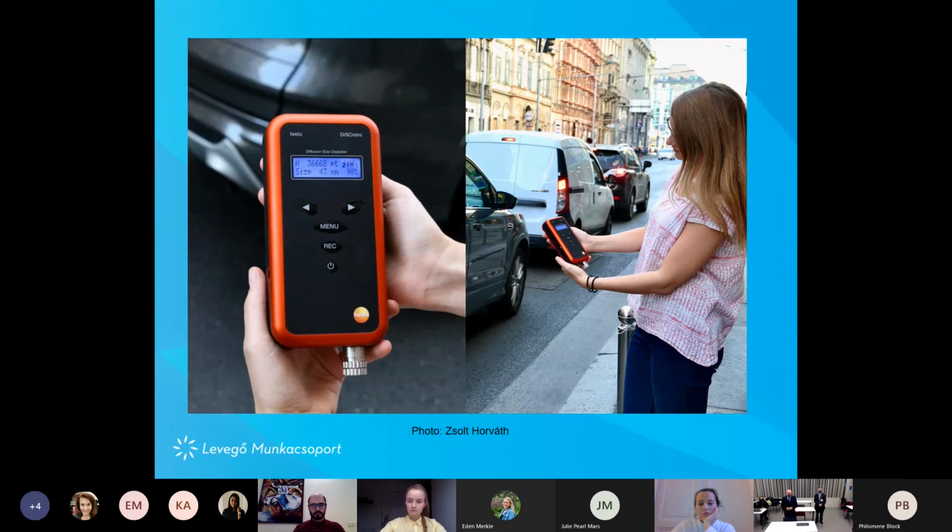We have this measuring device, this sensor, and here you can see that we measured by a busy road, Illés, Budapest, here 36,000 of these very small particles in 1 cubic centimeter, so in a very, very small volume. And you can also see the average size of these particles is much less even than 100. It is 43 nanometers. So this is a very dangerous place to be.